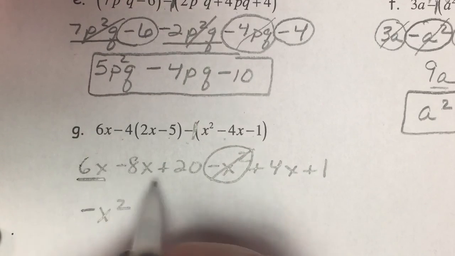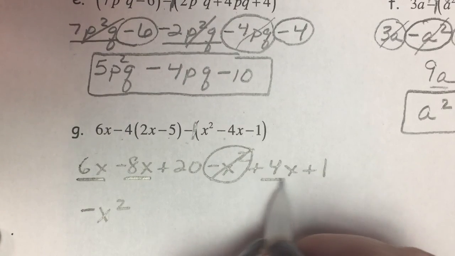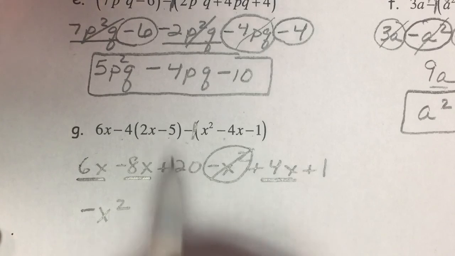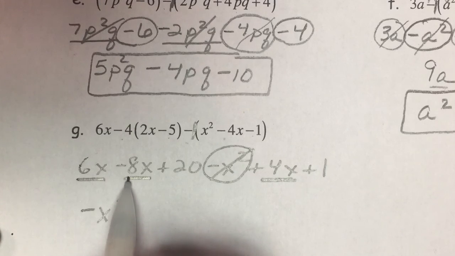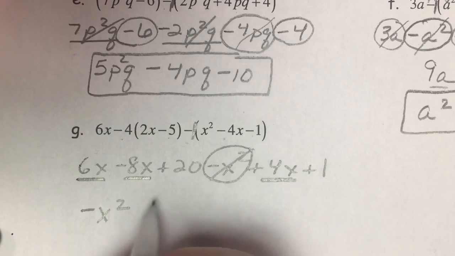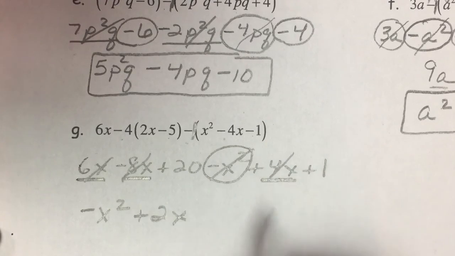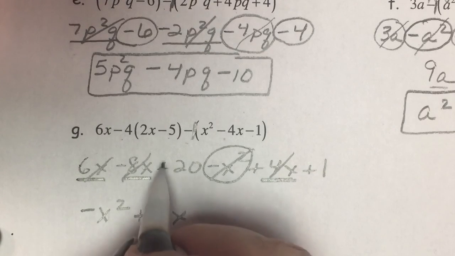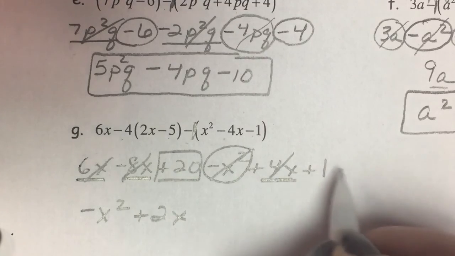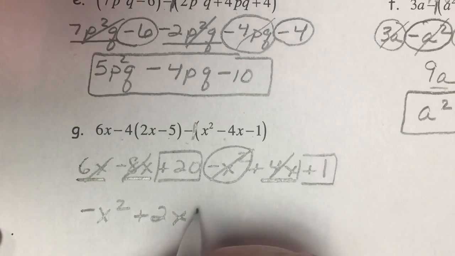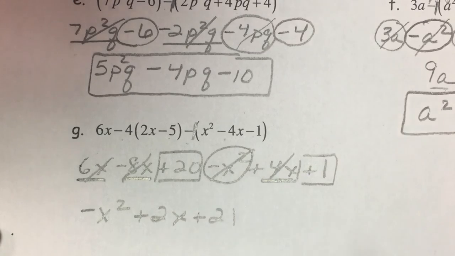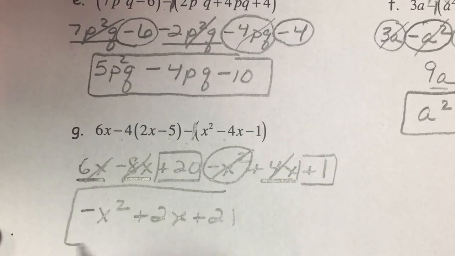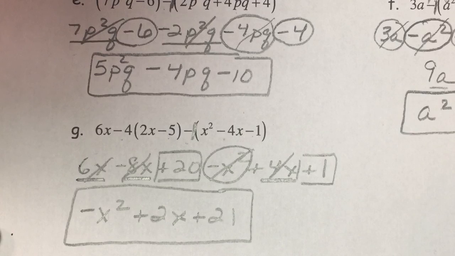Now I've got 6x, negative 8x, and don't forget the positive 4x here. So what's 6 and negative 8? That's negative 2. And negative 2 plus 4 is positive 2x. So now all of those have been combined. And now finally we have the positive 20 and the positive 1, which will add to give me positive 21. And there are your notes for 6.1.